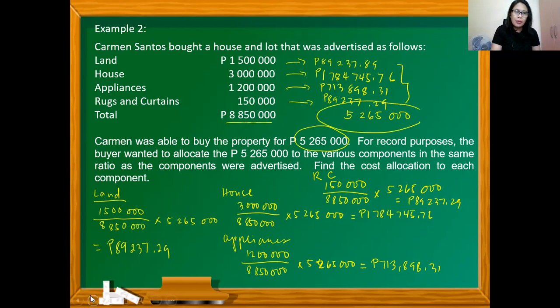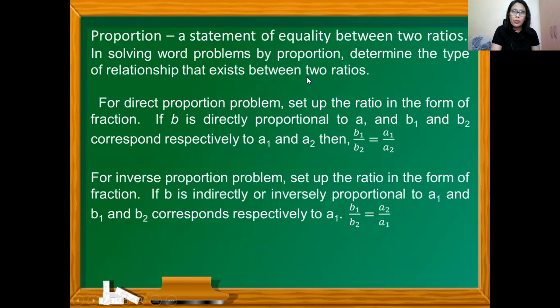Okay. Now, the last part is proportion. So when we say proportion, this is a statement of quantity between two ratios. So here we are comparing two ratios. So in solving word problems by proportion, we have to determine the type of relationship that exists between two ratios. And we have two relationships. One is direct proportion, and then they set up the ratio in the form of fraction. For example, if B is directly proportional to A, and B sub 1 and B sub 2 correspond respectively to A sub 1 and A sub 2, then we have that equation formula.